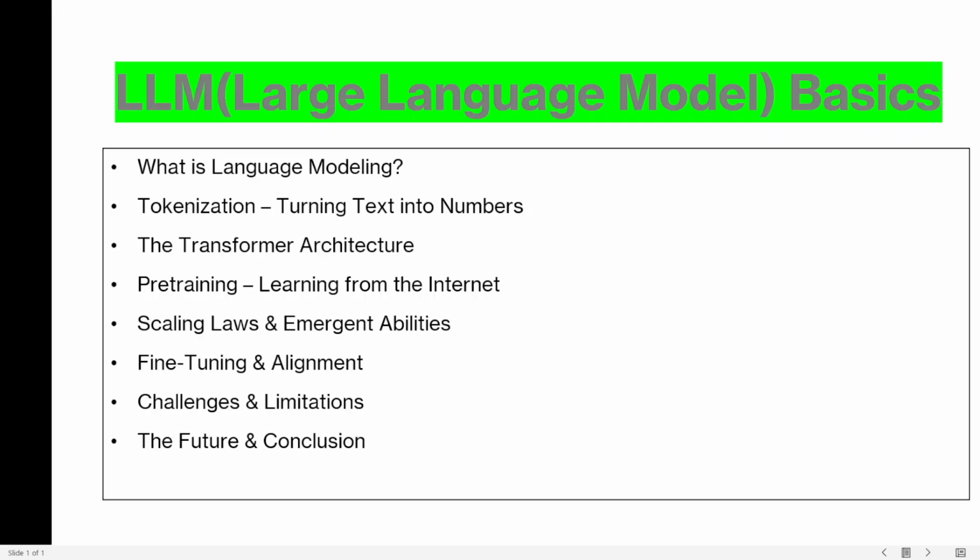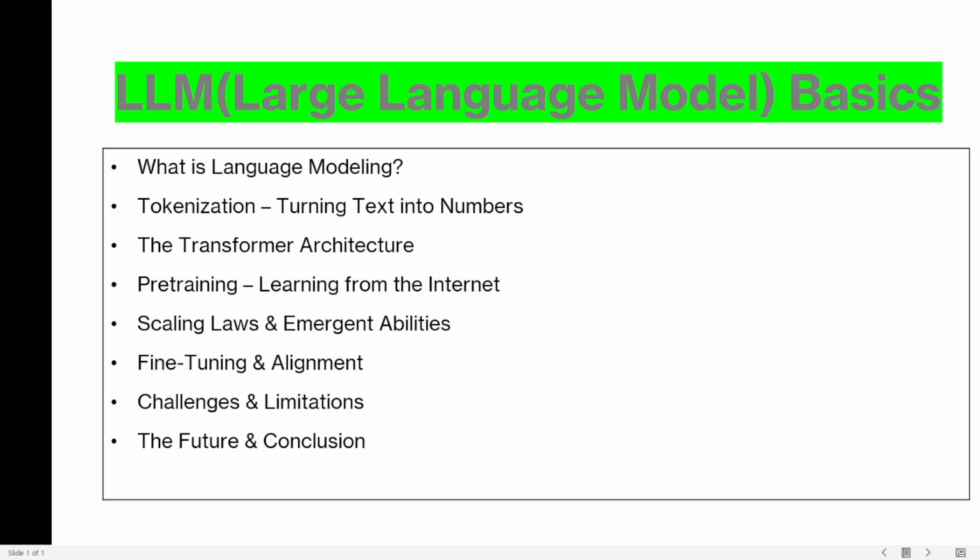Position information. One catch: since attention looks at all the words simultaneously, the model needs a way to know word order. This is added through positional encodings, signals that tell the model where each token sits in the sequence. Without them, "dog bites man" and "man bites dog" would look identical. That's the architecture. Now, let's talk about how we actually train it.